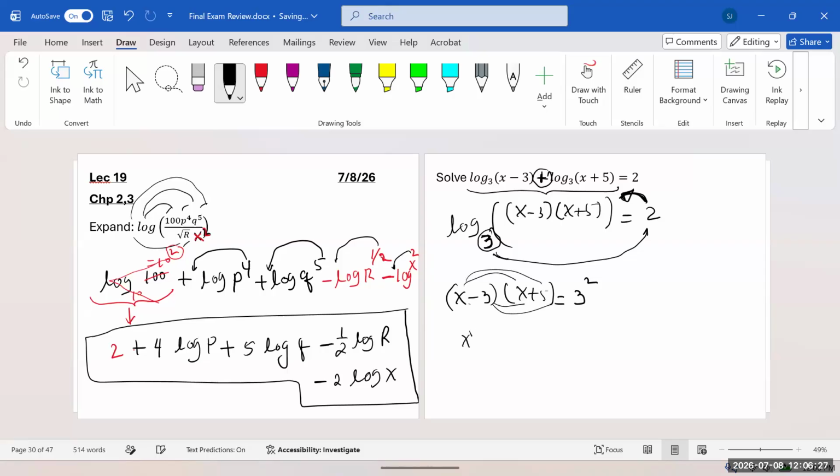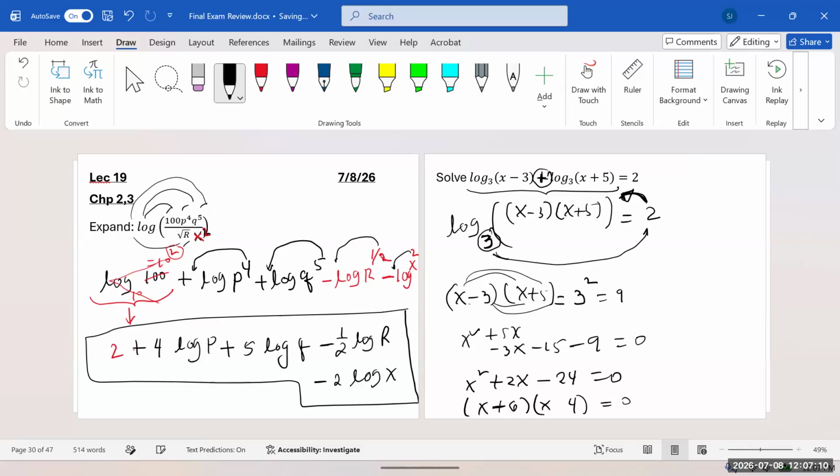So x times x, x squared, plus 5x minus 3x minus 15, and we're subtracting 9. This is 9, right? So we subtract 9 to bring everything together. So we have x squared plus 2x minus 24. Okay. Then what? Factor, great. Which two numbers multiply to 24 and add up to 2? 6 and 4. How about the sign?